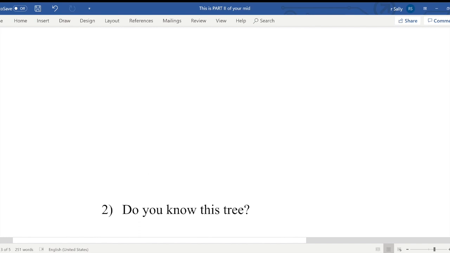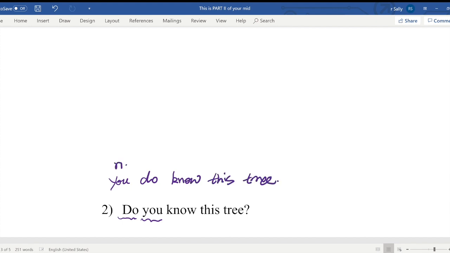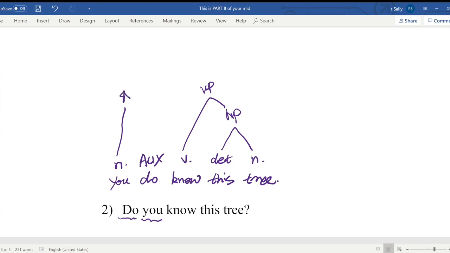So this sentence is a yes-no question. And the first step is to rewrite this sentence into its underlying form. So in the yes-no question, we know that the surface form has inversed the auxiliary verb and the subject. So the underlying form will be You do know these two. So these two together is our NP under the VP, and you as the subject is our main NP here. And then we have our tree.